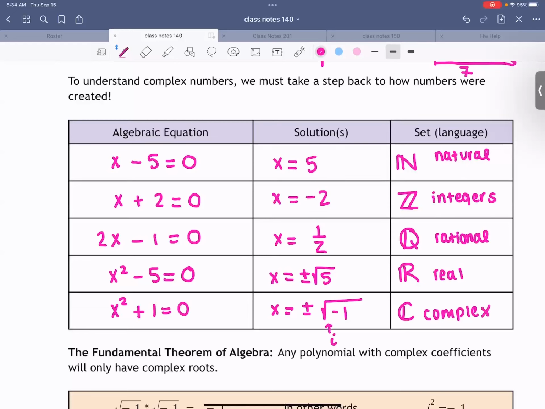Okay. So complex numbers aren't that hard to understand. All they are is a combination of real numbers to get the square root of a negative number. So whenever we're talking about the square root of a negative number, that's where we're talking about the complex numbers. All right. Any questions? All right. Next class, we will talk about how to combine these together.